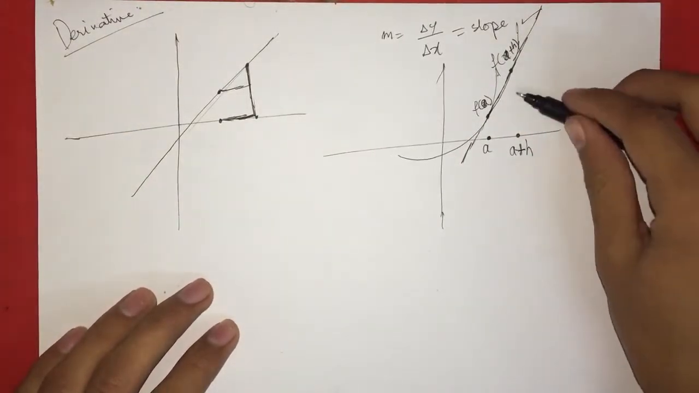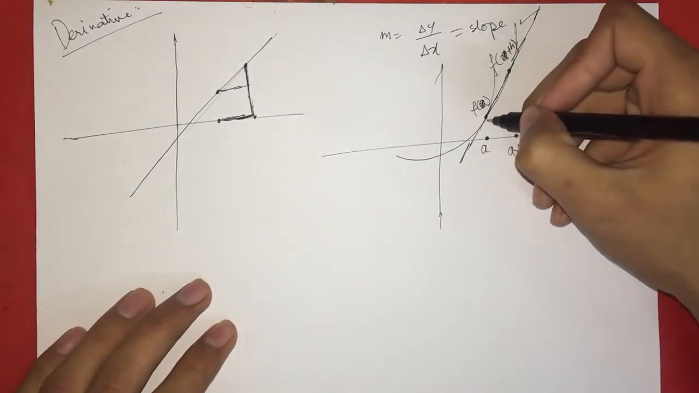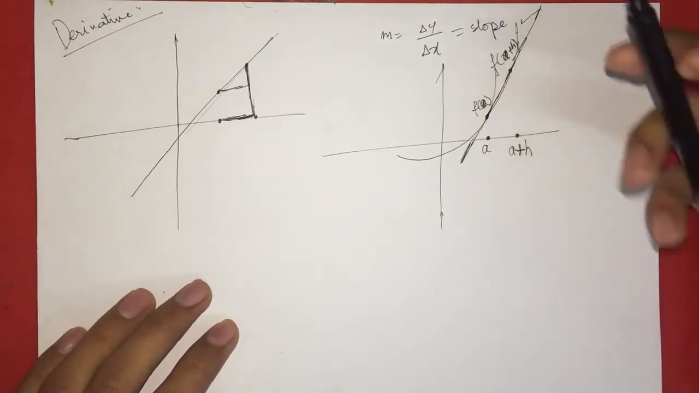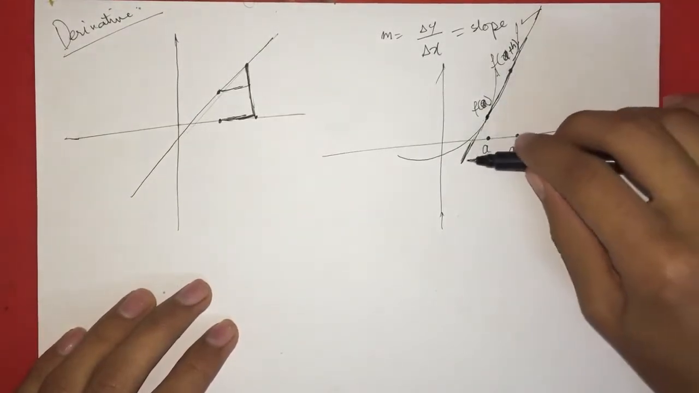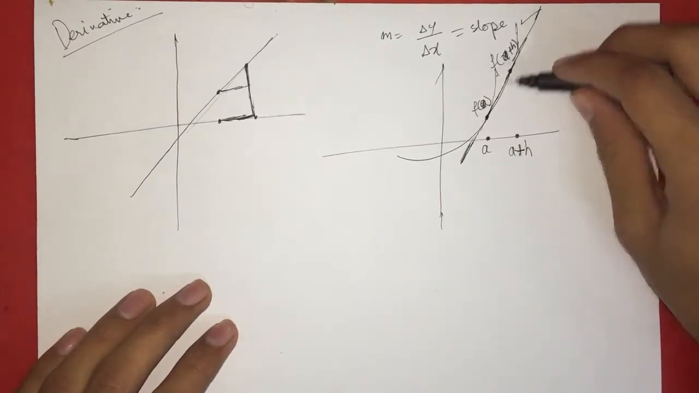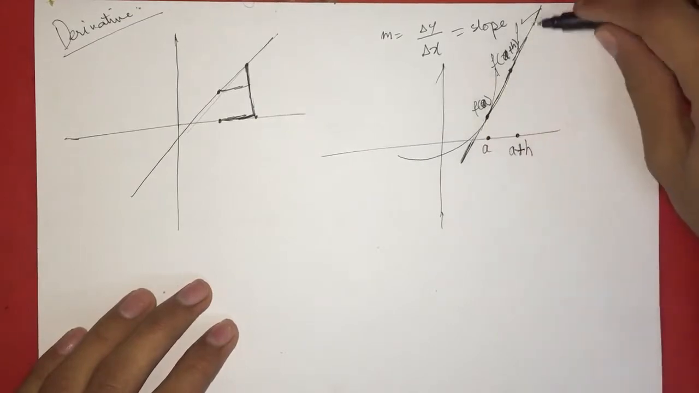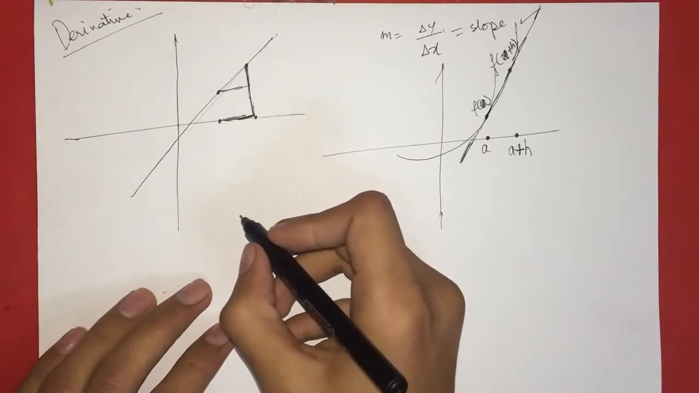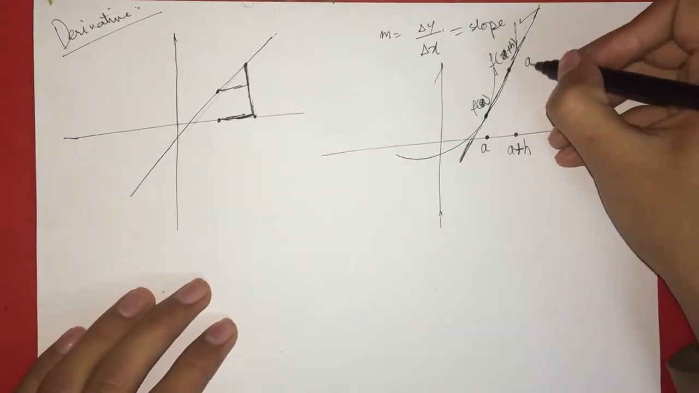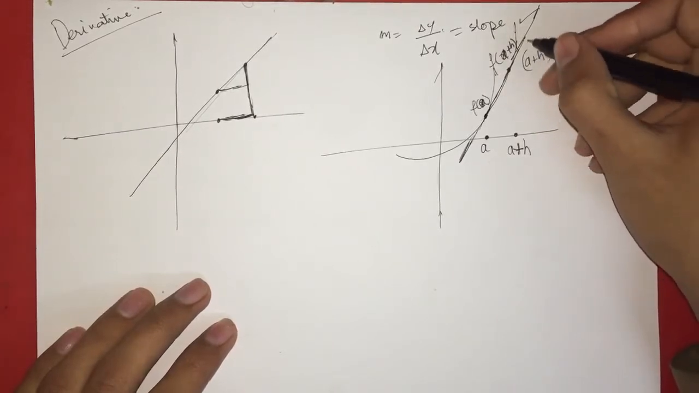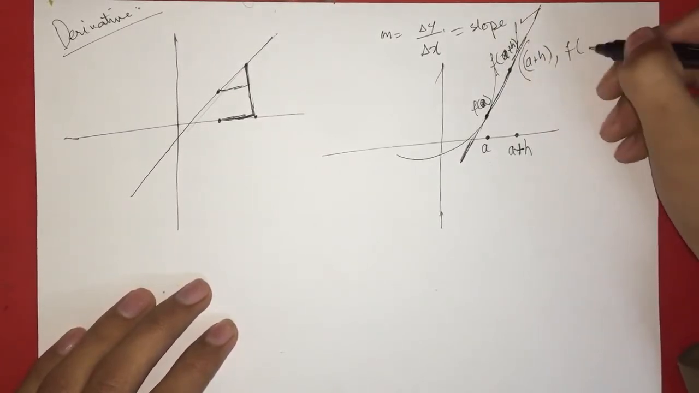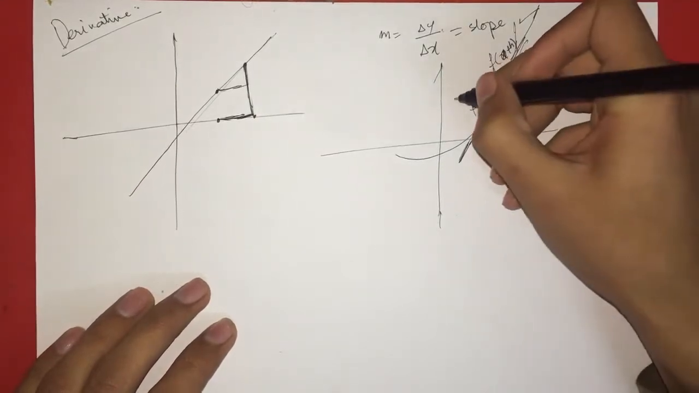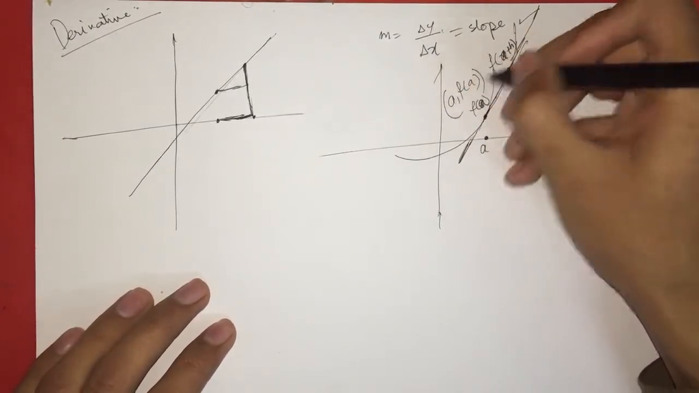But you know what we actually want? We want to find the slope at exactly this point. How are we going to do that? So we have 2 points. The slope of this line, if you apply this formula, is as follows: at this point you have a plus h and f of a plus h, and at this point you have a and f of a. So these are your 2 points.